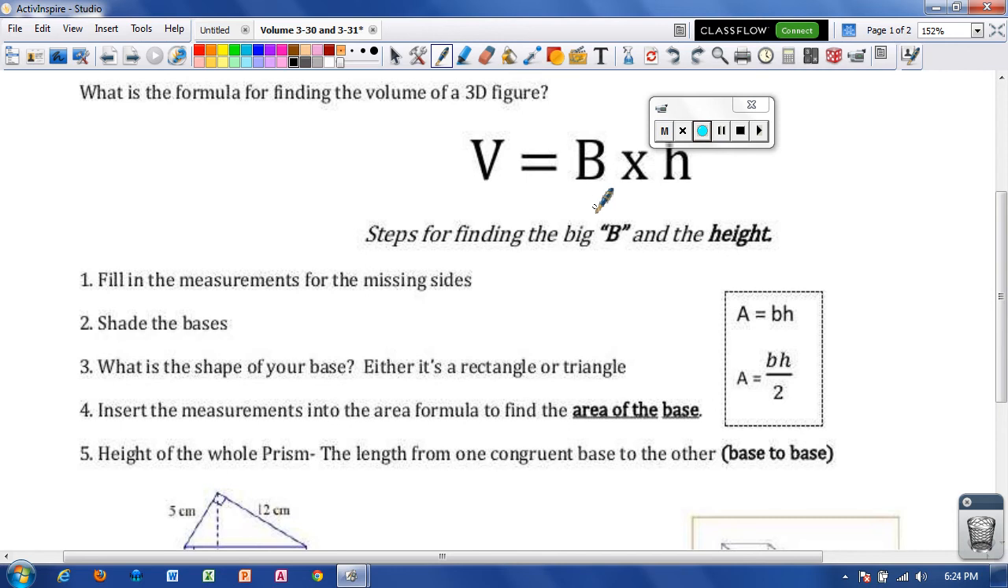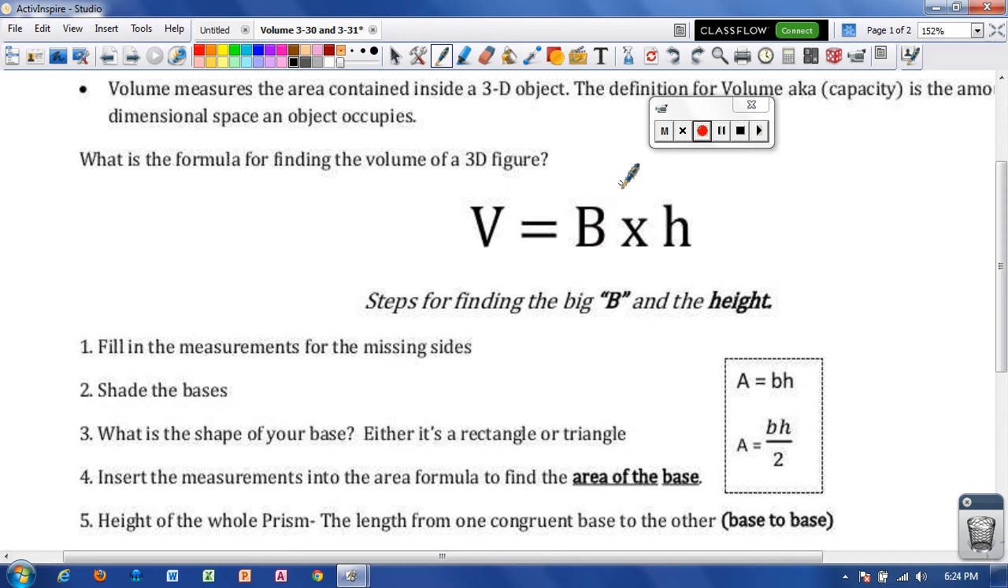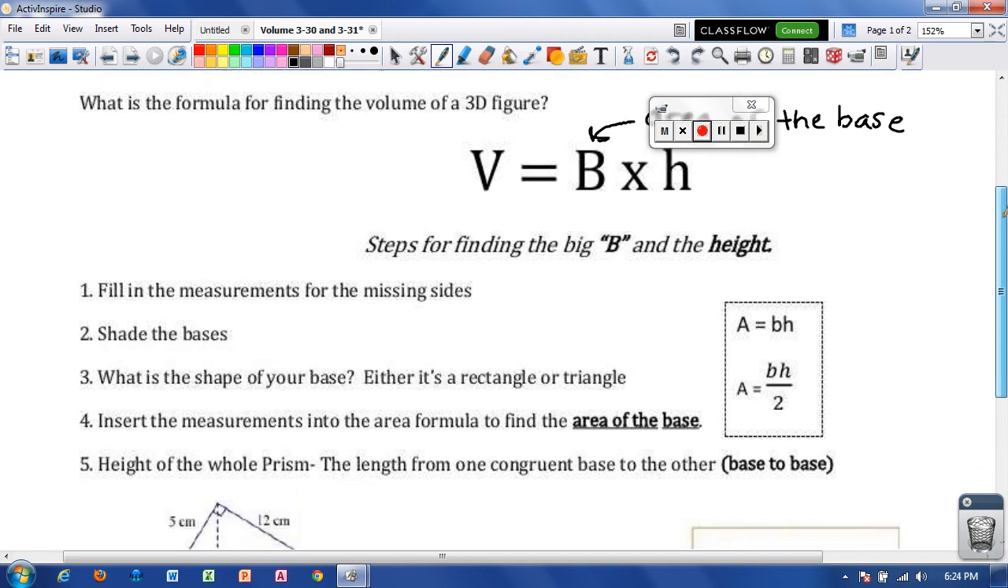Alright, steps for finding the big B and the height. The first thing we want to do is fill in measurements for missing sides. Then we want to shade our bases. Then we want to determine the shape of the base, and it will either be a rectangle or a triangle. Then we want to insert measurements into the area formula to find the area of the base. So, this big B right here stands for the area of the base. Big B is area of the base.